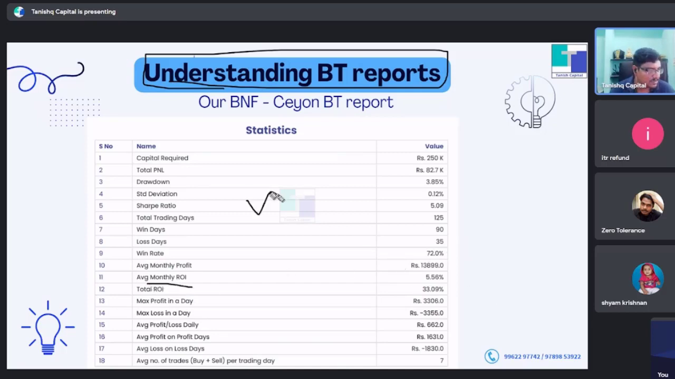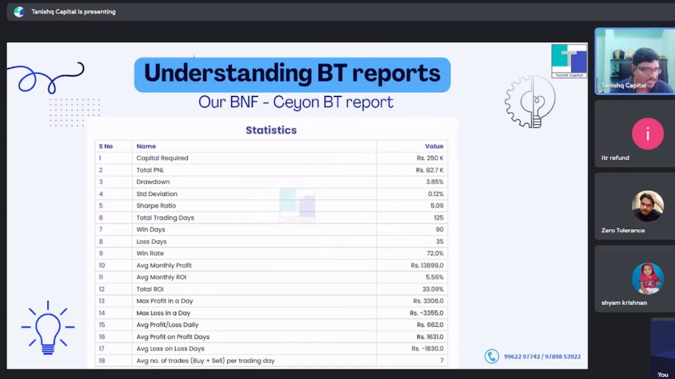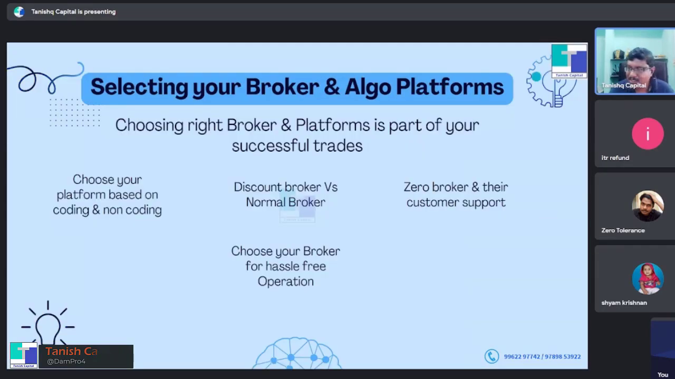You need to see how the equity curve is going. That means any curve should not fall drastically. It should have a small correction, then higher, then a small correction, then higher. That is the major attribute of any good trading system. I will share all these things, but first, how do you understand your backtest report? Then choosing your broker.